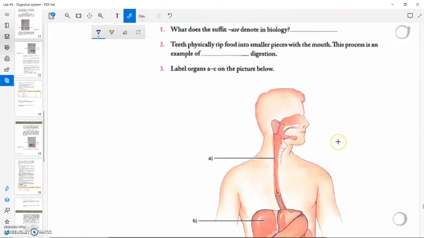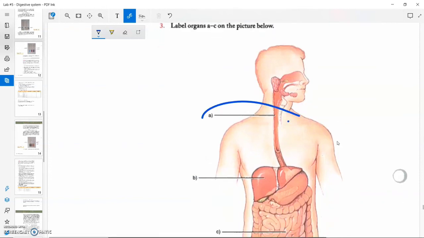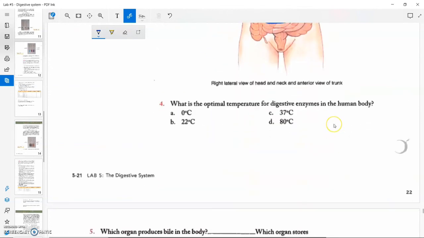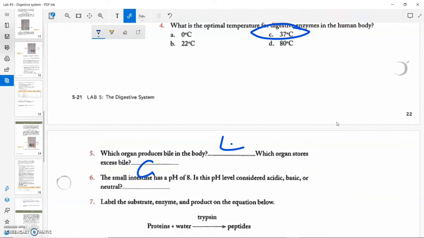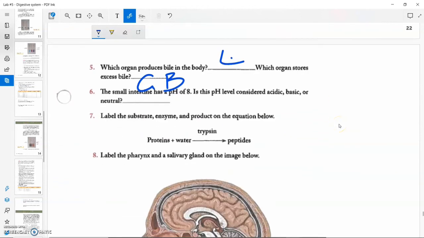Now let's do review questions. So A denotes enzyme. Teeth physically rip food into smaller pieces. This is an example of mechanical digestion. So okay, A is esophagus, B is liver, C is small intestine. The optimal temperature for digestive enzymes is 37. Organ produced by liver? That's gallbladder. Excess bile. Small intestine, pH of 8.